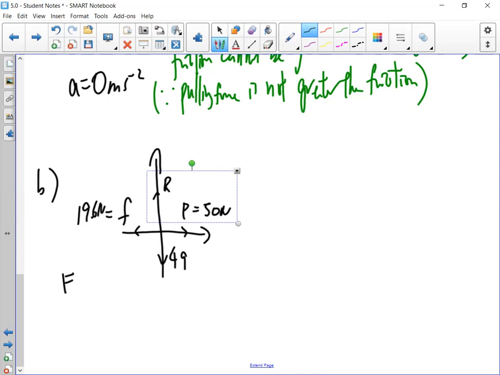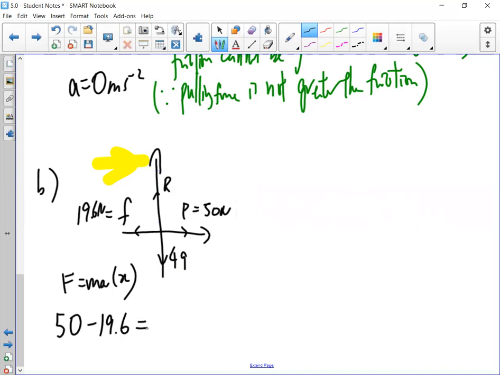If we use F equals ma in the x direction, since the particle is moving to the right, the resultant force will be the right force taken with left, because otherwise it won't be moving to the right. The fact it's moving to the right means the right force has to be bigger than the left. So 50 minus 19.6 equals the mass 5 times acceleration.